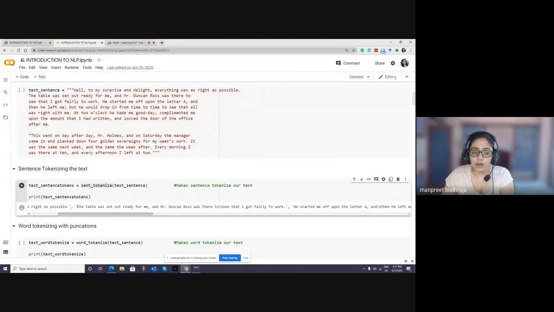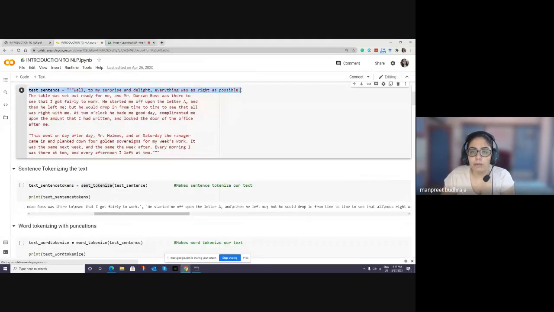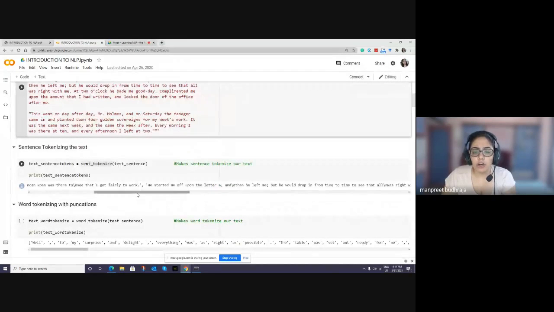It divides only on the period. This is the second sentence, second token, and this way it's the third. So it divides your sentence on the basis of the period at the end of the sentence. So why do we need all of this?